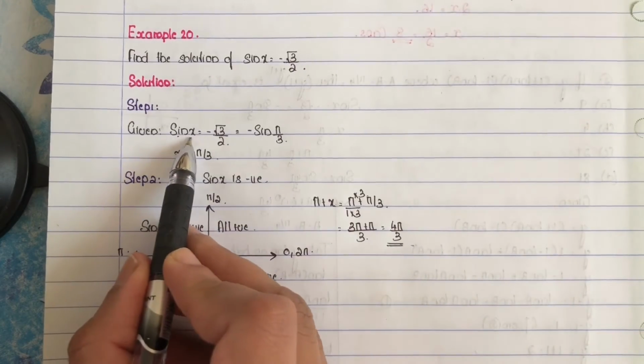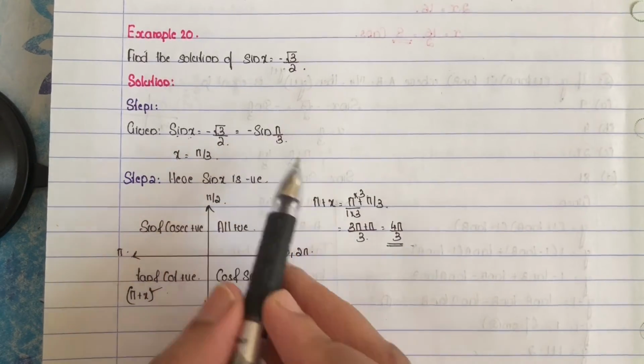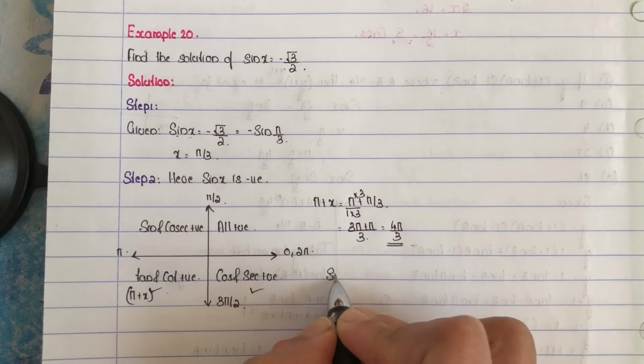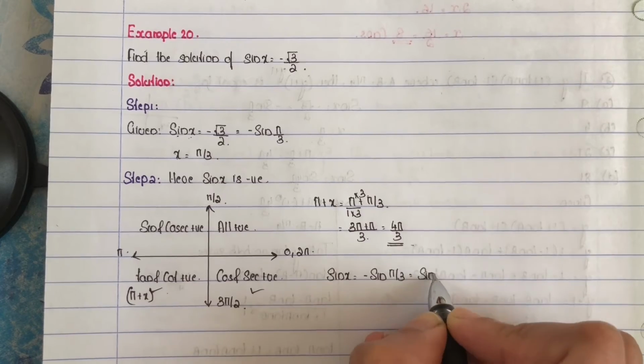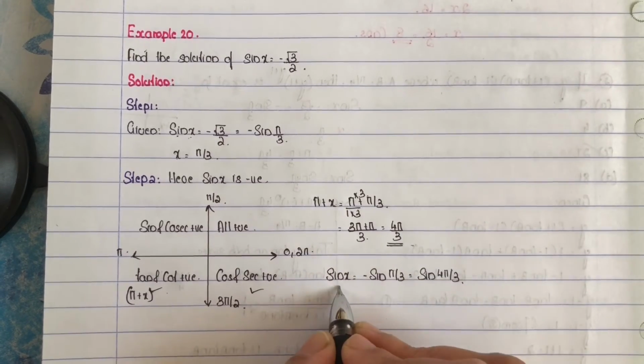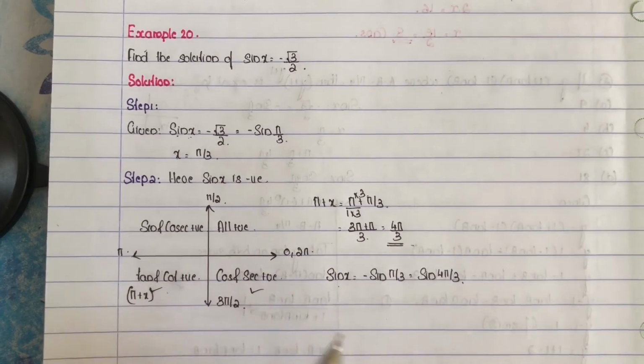That is sin x equal to minus sin pi by 3 equal to sin 4 pi by 3. Sin x is negative, and sin 4 pi by 3 is also negative.